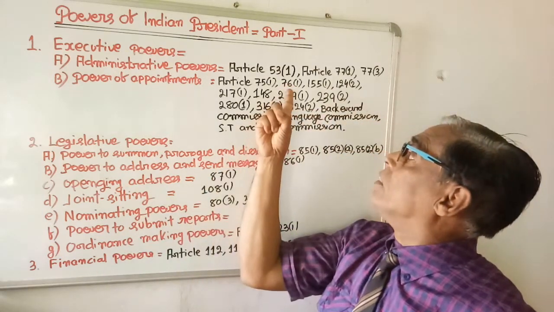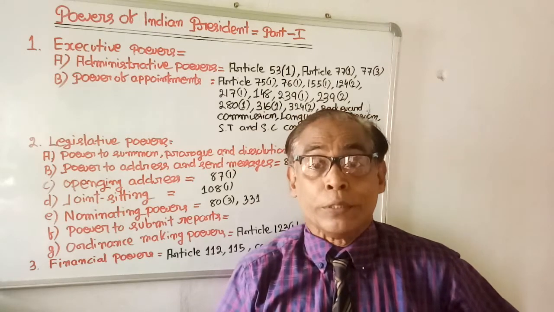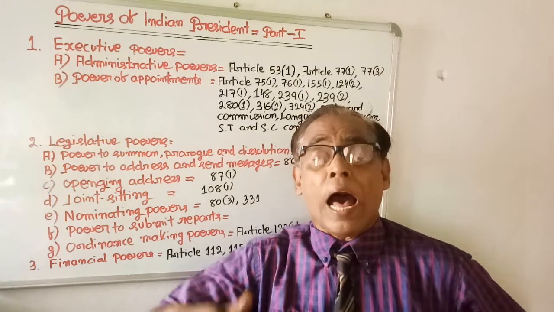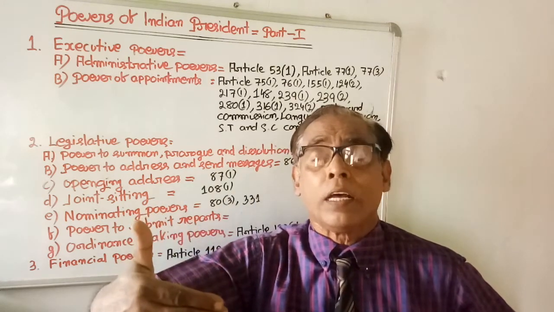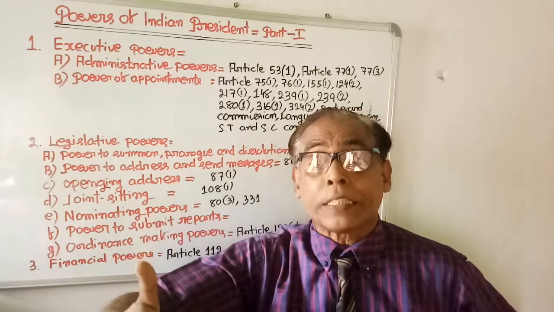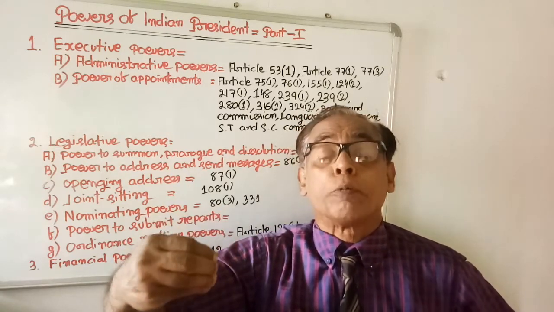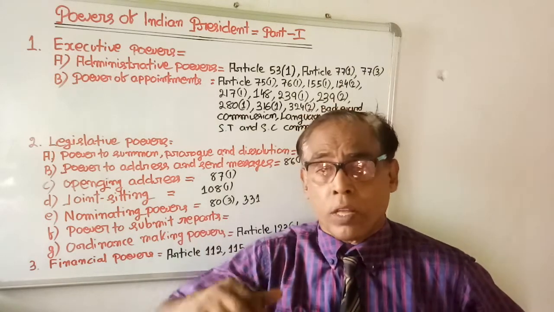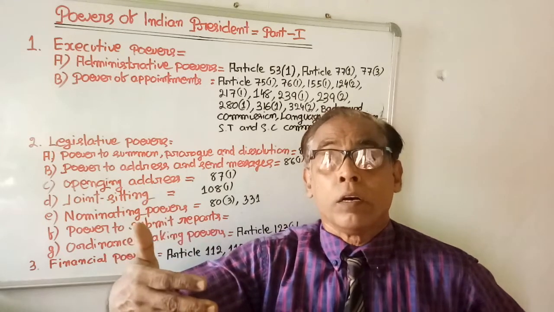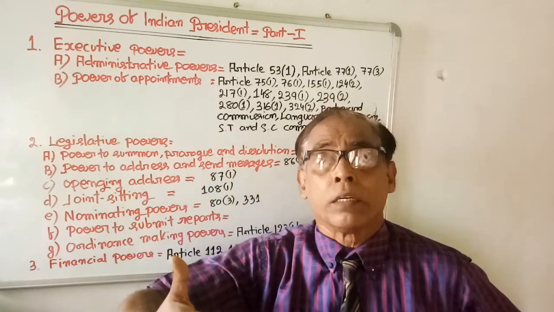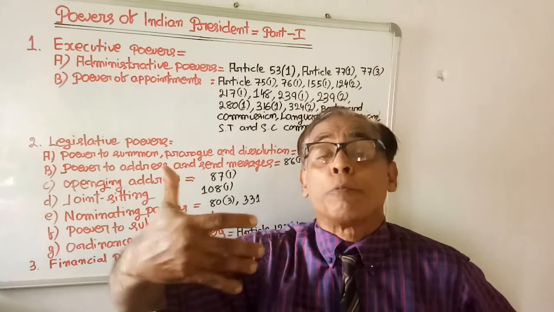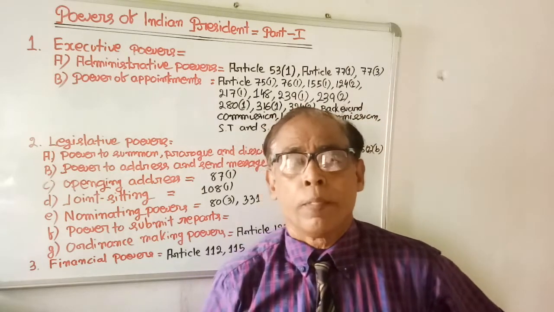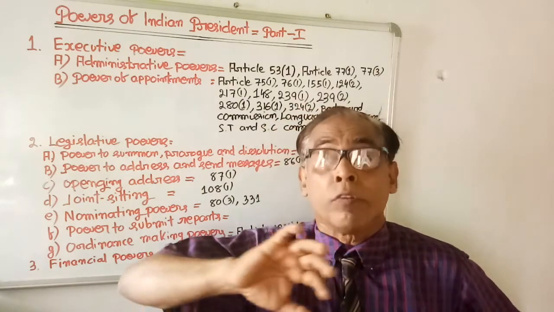Under Article 76 Clause 1, the President will appoint a person as the Attorney General of India who has the qualification to be a judge of the Supreme Court. Means the President will appoint a person as the Attorney General of India who has the qualification for the judge of the Supreme Court. Under Article 155 Clause 1, the President appoints governors of states.